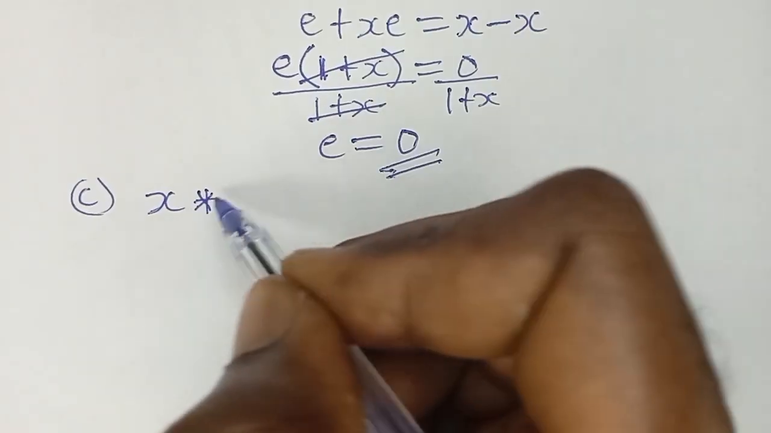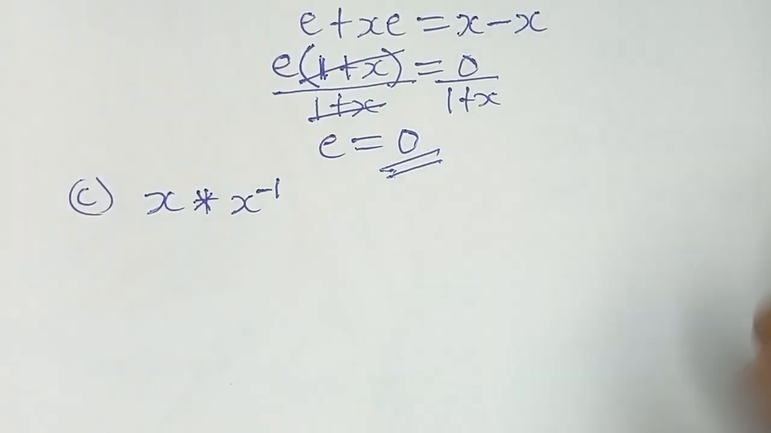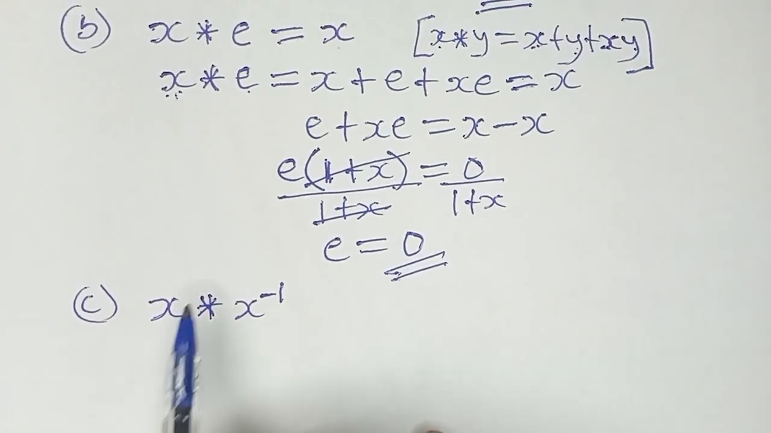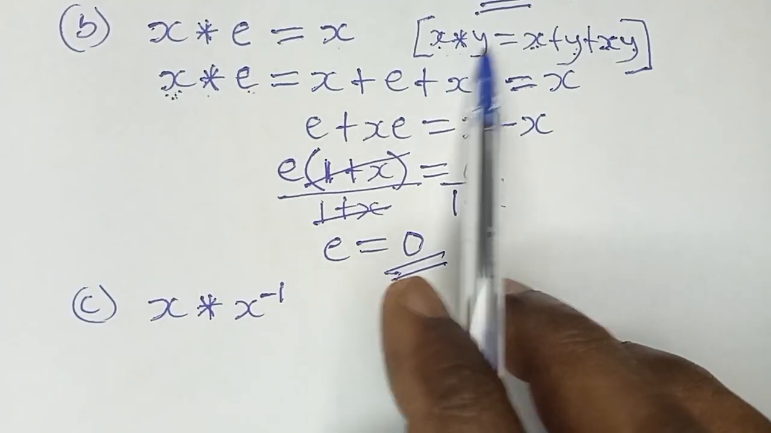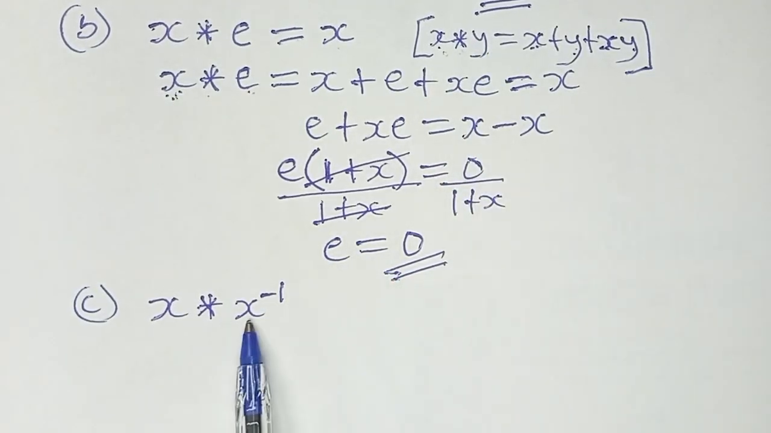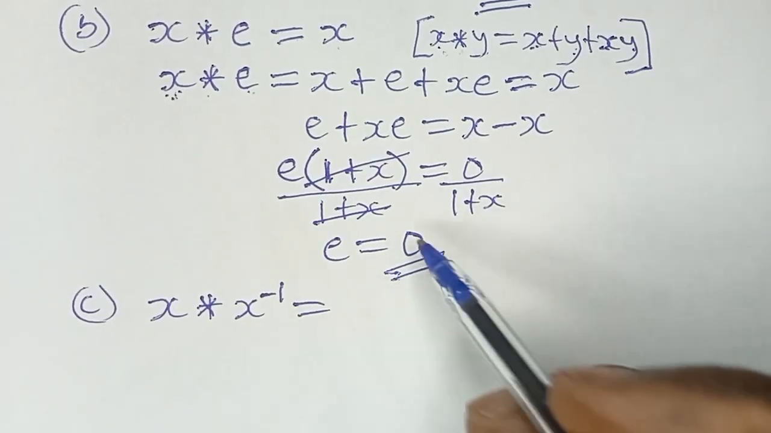On the operation, let the inverse be x raised to power minus 1. So we are carrying out this now. You can see it's x now. This time not x on y, but x on the operation of the inverse of x. And that should be equal to the identity element.